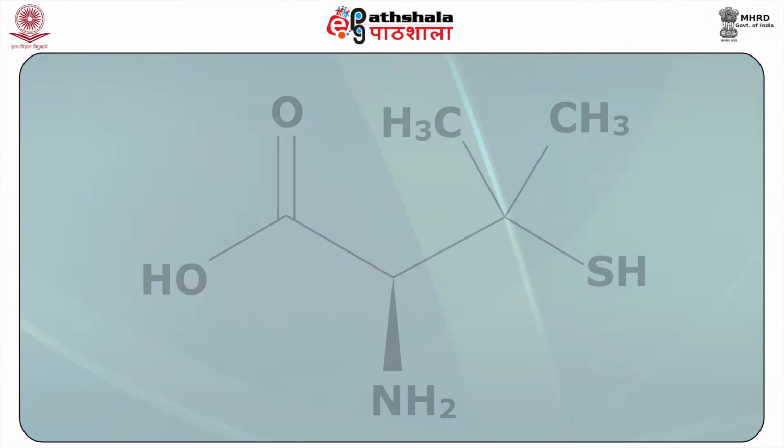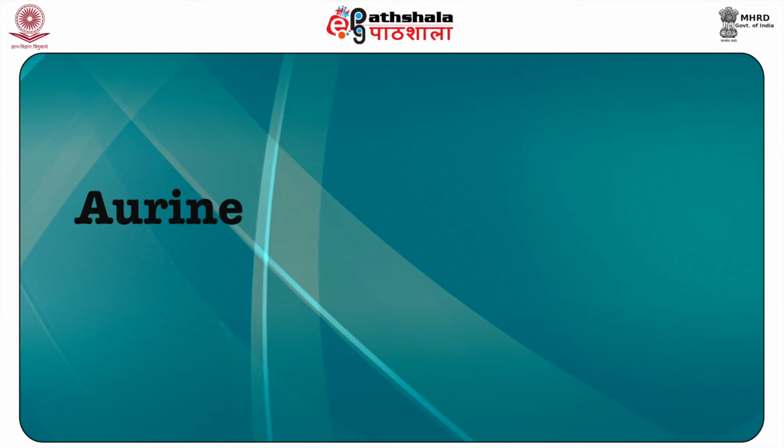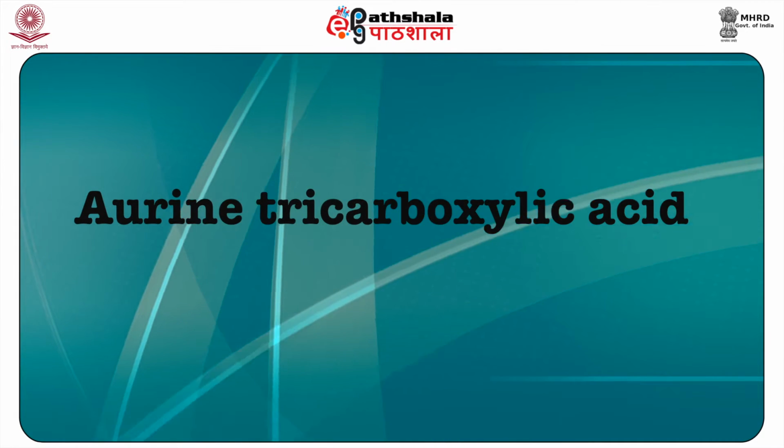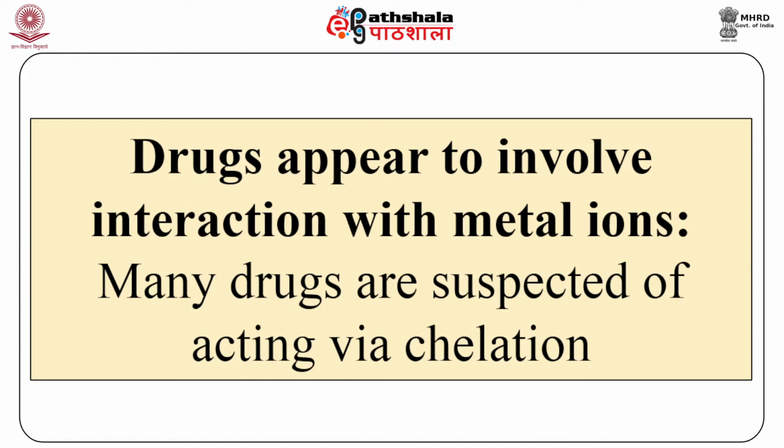D-penicillamine. It is used for urinary excretion of copper in Wilson's disease. Ornithine tricarboxylic acid. It is effective in the treatment of beryllium poisoning. Drugs appear to involve interaction with metal ions. Many drugs are suspected of acting via chelation.